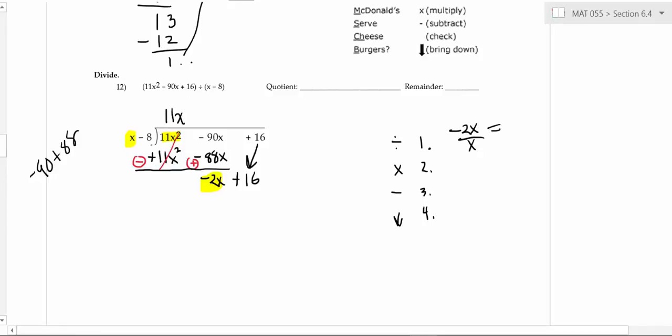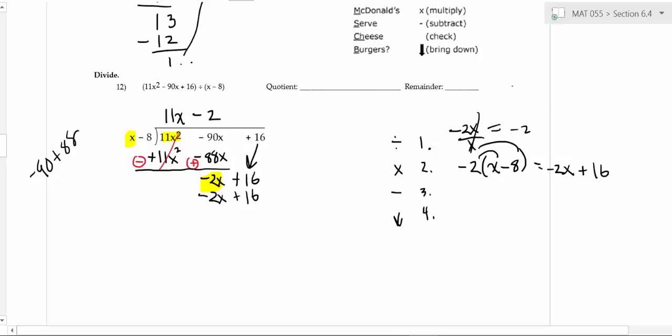So what's negative 2x divided by x? Negative 2, because the x is crossed out. So we'll record that like that. Okay? Step 2 is to multiply. You're going to do negative 2 times x minus 8 and just record it. So that's going to be negative 2x plus 16. All right, so we write it down.